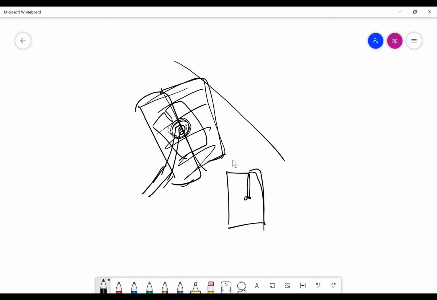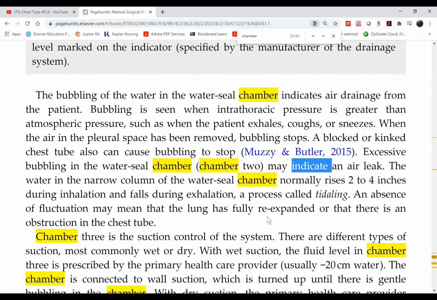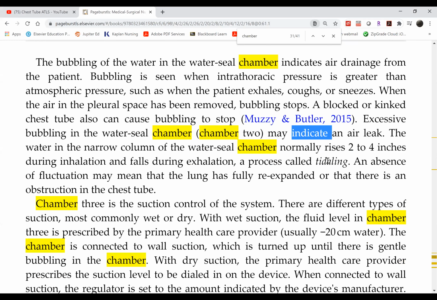Dressing changes will depend on facility policy. Some hospitals have it changed daily, some every other day, so follow your institution policy. I prefer examining it every day. That way you can see if there's an infection developing at the insertion site. But again, just follow agency policy. Tidaling, I mentioned this earlier, there should be a rise and fall of the fluid with inhalation and exhalation.